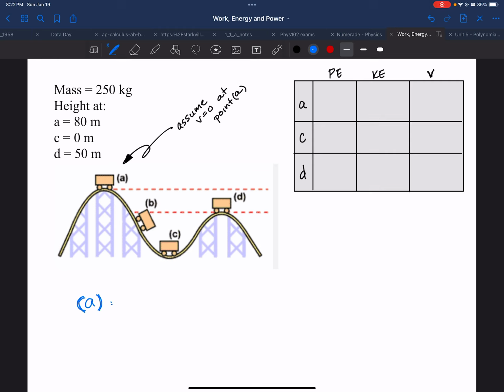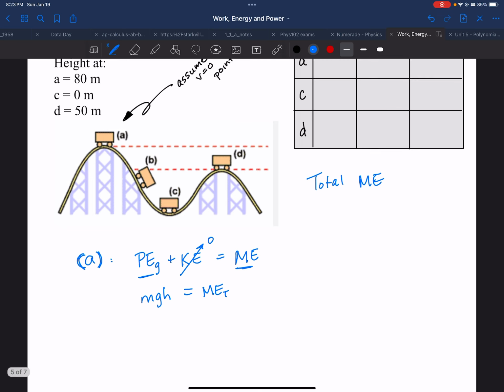So at point A, we're looking at our gravitational potential energy plus our kinetic energy equal to our total mechanical energy. We don't know how much total mechanical energy we have yet, but we do know that at the very top of A, it's not moving. So I can get rid of my kinetic energy. Well, this gives me a wonderful equation to find my total mechanical energy. So mgh is going to equal, I'm just going to put T for total. It's assumed that it's a total.